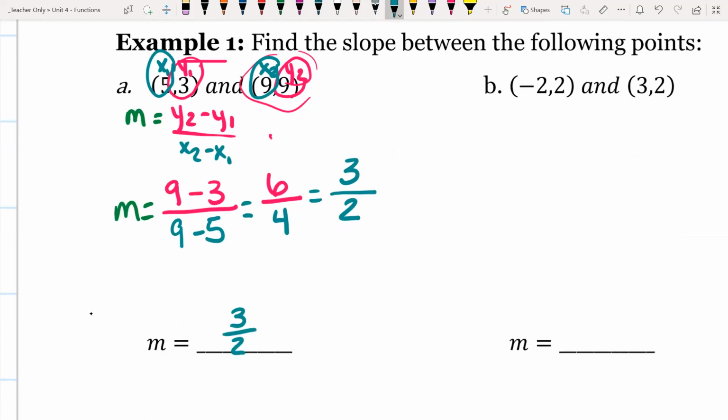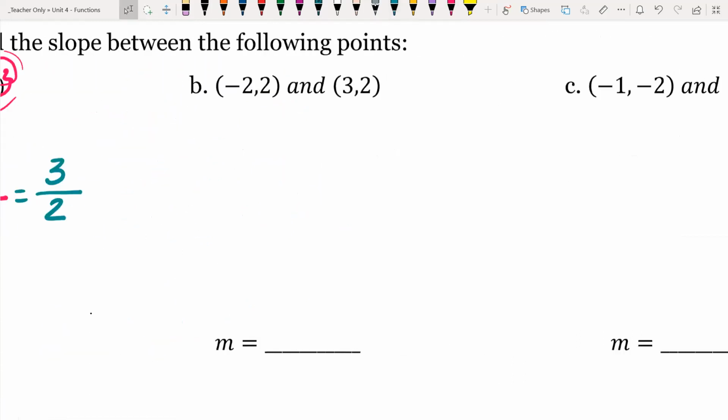Okay, so all we did was label which one was our x1, y1, x2, y2, plug it into the formula, subtract, and simplify. Okay, so let's do that again. Again, it doesn't matter which one you label as 1 or 2, just as long as the same ordered pair is the same. So these both need to be 1 and these both need to be 2. And just be careful that you're really putting them in the same order. We want our 2's first, and we always want our y's on top.